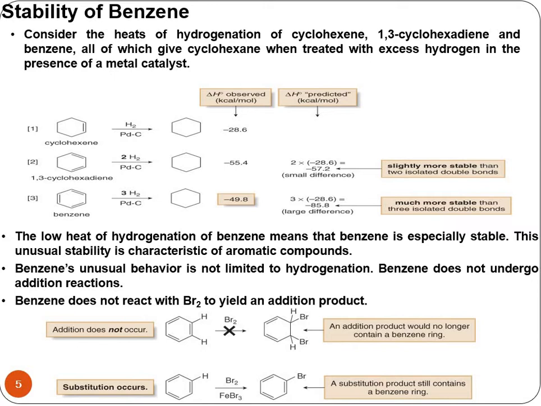So the low heat of hydrogenation of benzene means that benzene is especially stable, and this unusual stability is characteristic of aromatic compounds. Benzene's unusual behavior is not limited to hydrogenation. Benzene does not undergo addition reactions. Benzene does not react with Br2 to yield addition products. So addition does not occur, substitution occurs.